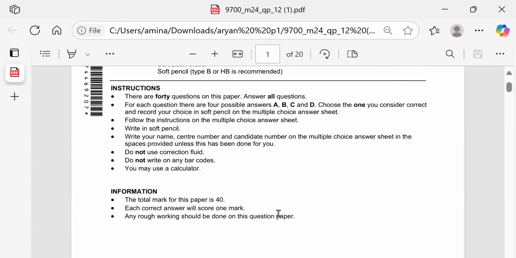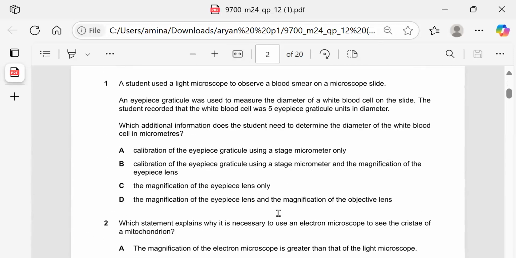This is our first question. Okay, so let's read it. You can read it by yourself too. I'm also reading it for you. A student used a light microscope to observe a blood smear on microscope slide. An eyepiece graticule was used to measure the diameter of white blood cell on the slide.